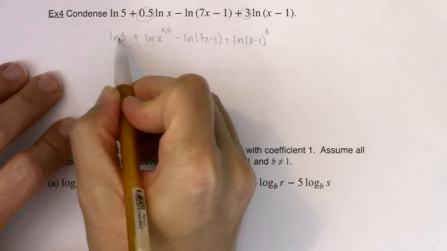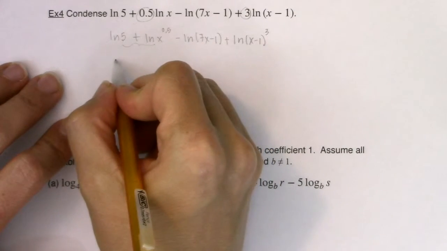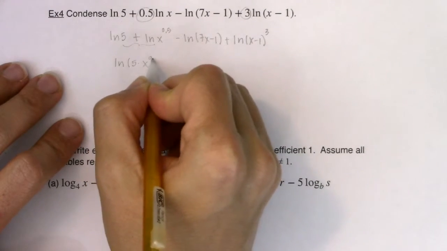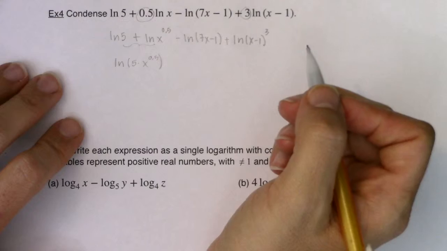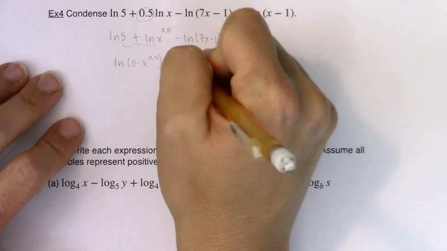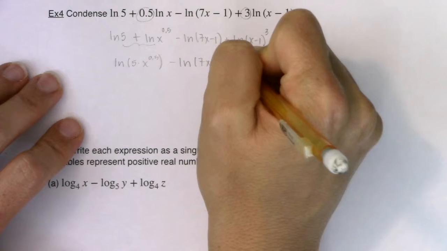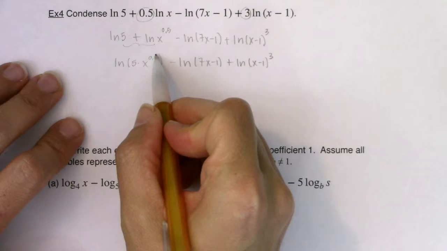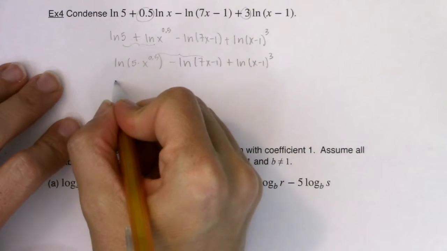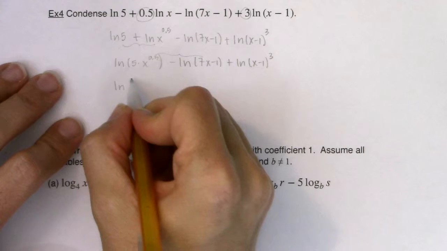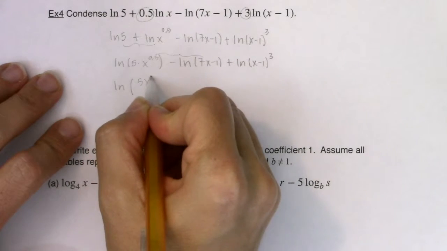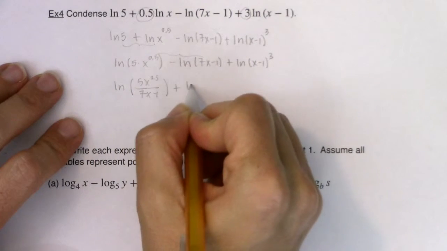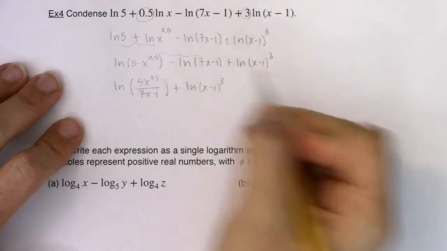Let's combine these two. I see two logarithms being added, so I'm allowed to condense these two logarithms by making an argument of products. That's the product rule. I'll have my minus ln of 7x minus 1 plus ln of x minus 1 cubed. Now I'm going to combine these two. I see their subtraction, so I'm going to use the quotient property. So I'm going to do ln of 5x to the 1/2 power over 7x minus 1, plus I've still got ln of x minus 1 cubed.